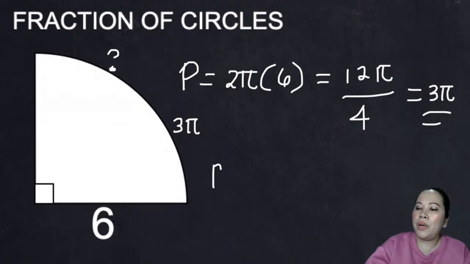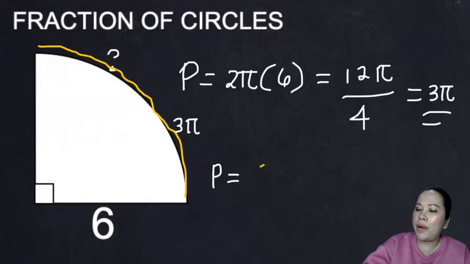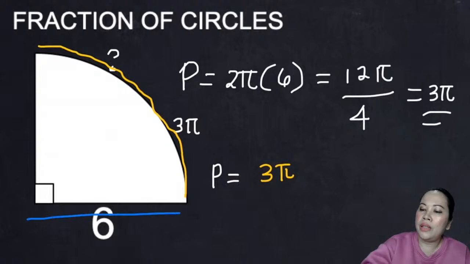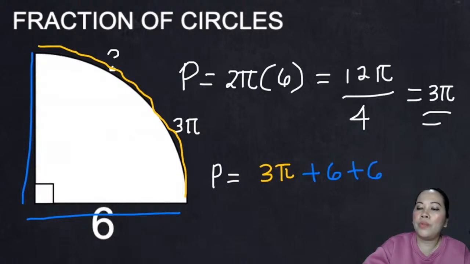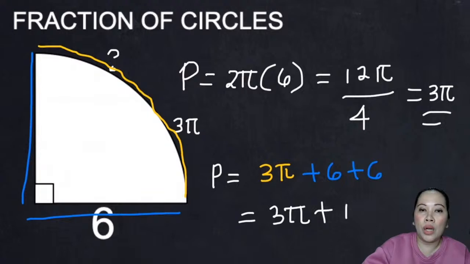So to find the perimeter now, this part here, let me use a different color pen. This part here is 3 pi. And then you have two parts here. Let me use a different color as well. And these are both the same. This is the radius. So plus 6 plus 6. So therefore, your perimeter now, 6 plus 6 plus 3 pi, will be 3 pi plus 12.